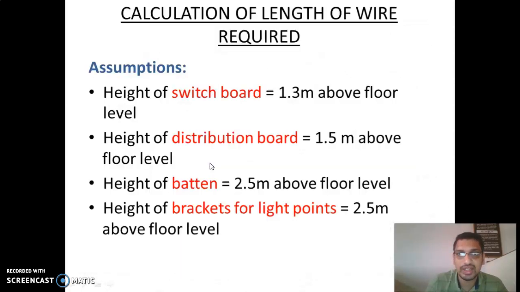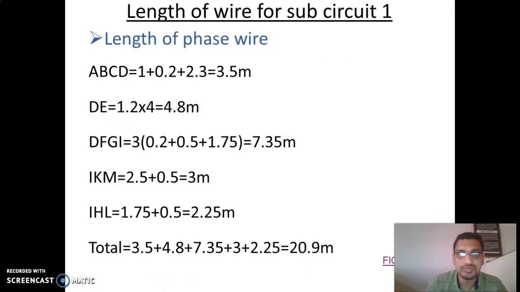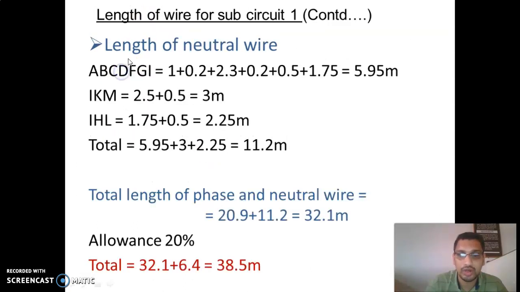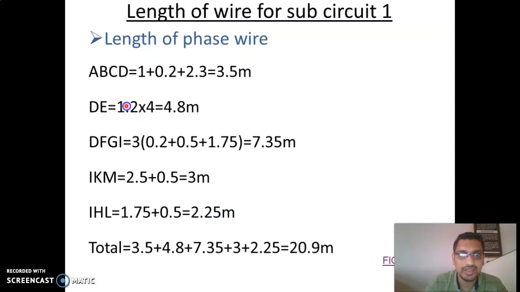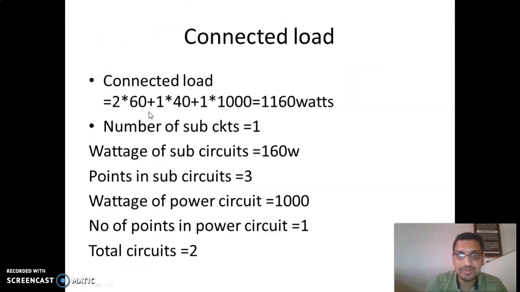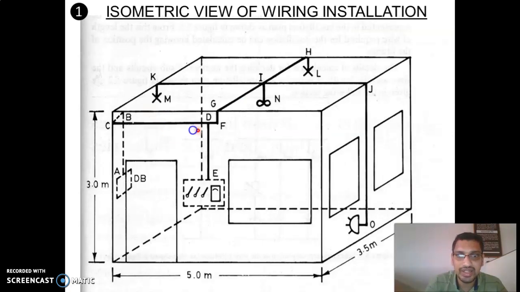So DE is equal to 2.5 minus 1.3, that is 1.2, into 4. Into 4 means in DE there are 4 phase wires: 1 phase wire for incoming to the switchboard and 3 phase wires for outgoing from the individual switches. So in DE 4 wires are there, so the length of wire is DE into 4.